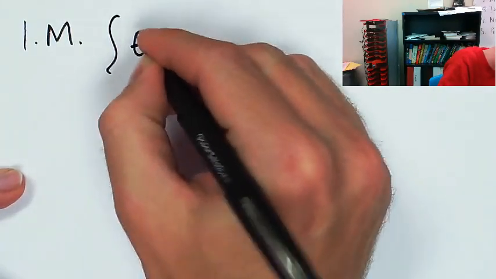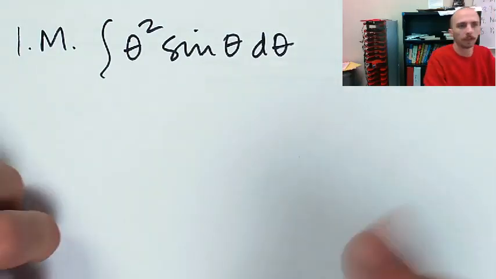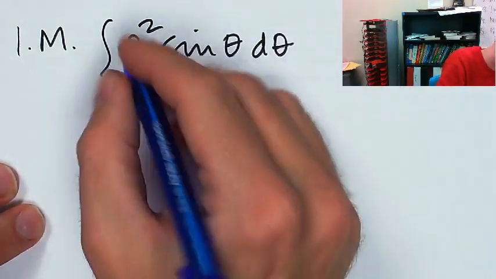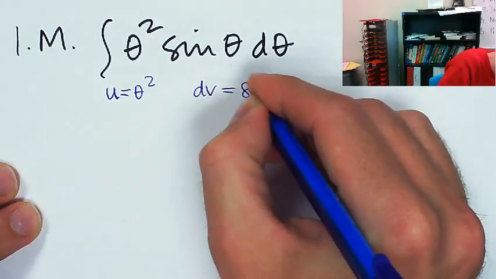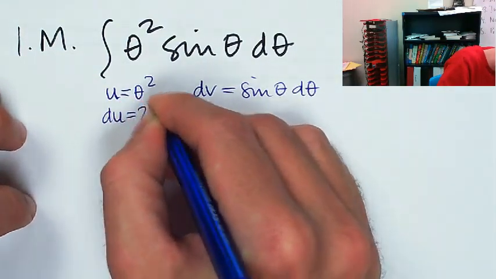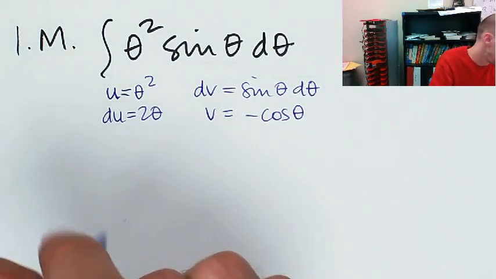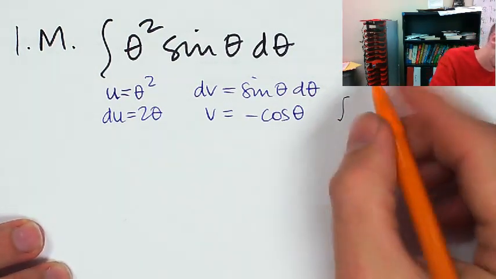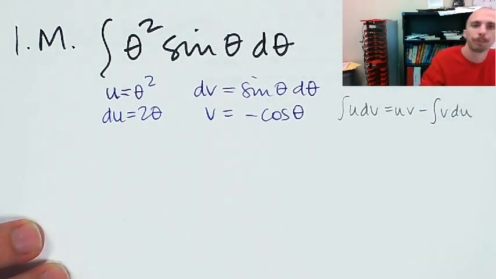This is the antiderivative of theta squared sine theta, d theta. And this is going to require integration by parts. I'm going to say ILATE, algebra before trig: u equals theta squared, dv equals sine theta d theta. So du is 2 theta and v is equal to negative cosine theta. And one more time, I'm going to remind you that the integral of u dv is equal to u times v minus the integral of v du.